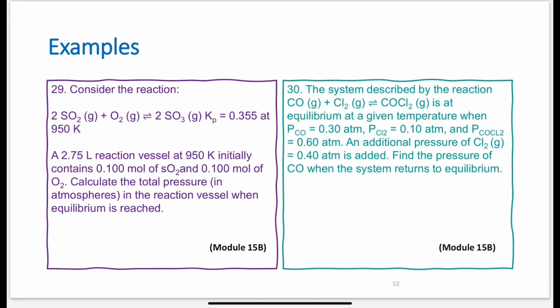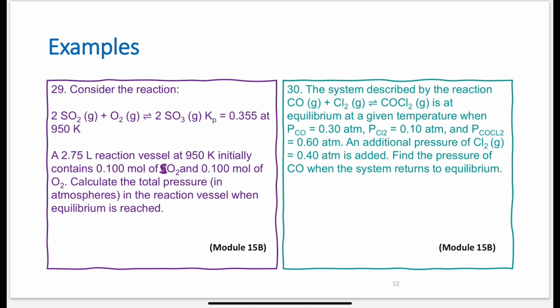Okay, let's look at number 29. Consider the reaction 2 moles of SO2 gas plus 1 mole of O2 gas, giving me 2 moles of SO3 gas. Kp is 0.355 at 950 K. A 2.75 liter reaction vessel at 950 Kelvin initially contains 0.10 moles of SO2 and 0.10 moles of O2. Calculate the total pressure in atmospheres in the reaction vessel when equilibrium is reached.